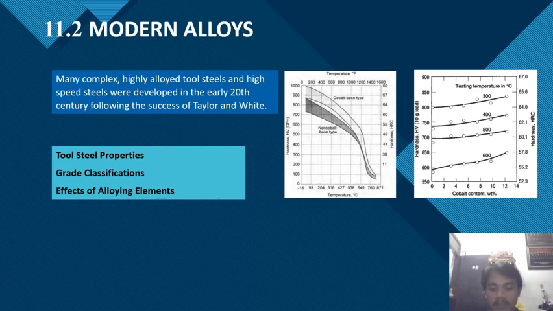In tool steel properties, modern tool steel are characterized by an exceptional combination of attainable hardness, red hardness, toughness, and wear resistance. Attainable hardness is the capability to reach a specific level of hardness through heat treatment. Individual tool steel and high-speed steel can be heat treated to achieve a wide range of hardness values that often exceed the hardness capability of other types of heat-treatable steel.